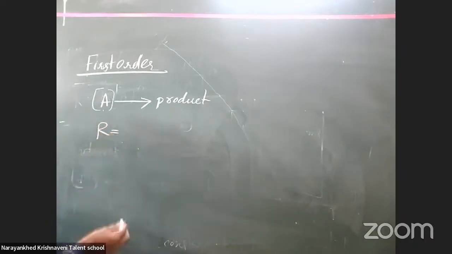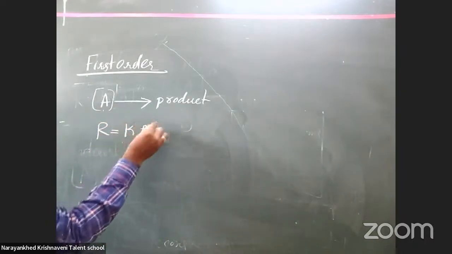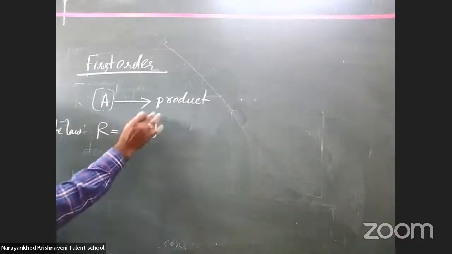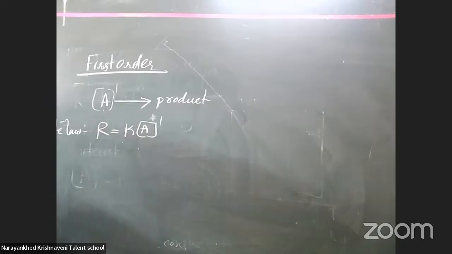There is only one concentration. The rate law is written as rate equals k times A to the power of 1. This is the first thing: first, you have to know the rate law for it. Got it or not? Simply, we take the concentration of that reactant as A to the power of 1. That is called the rate of a first order reaction.